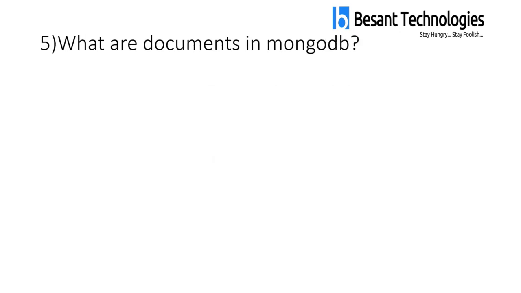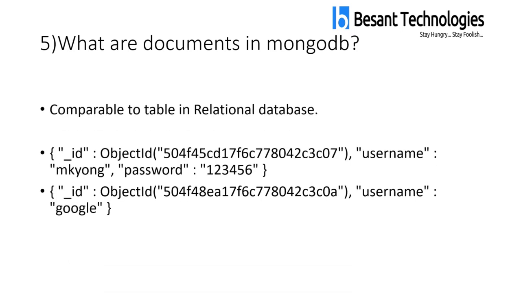So what are documents in MongoDB? This I already told. Documents are nothing but rows in the relational world. What you call rows in a relational world are called documents in MongoDB. So this particular thing is called a document in MongoDB.